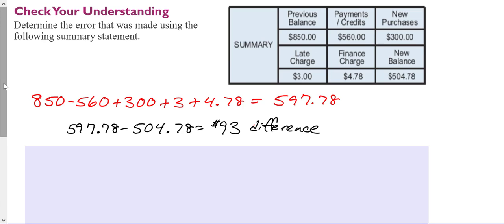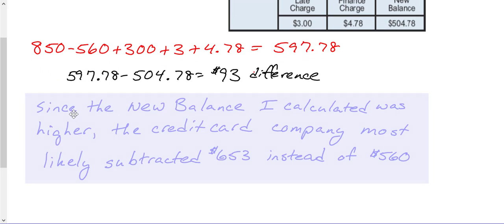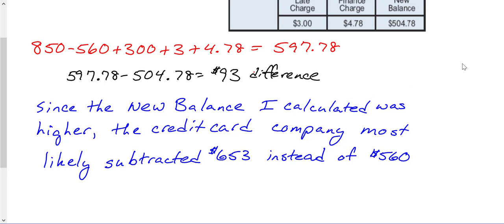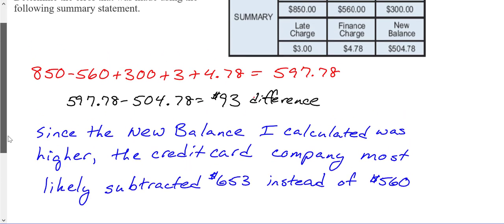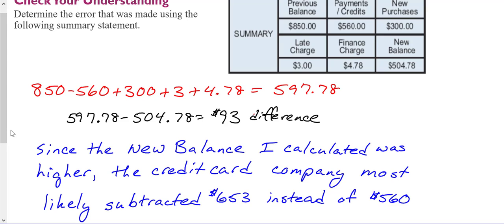So this one could be a little tricky to figure out what happened. Since the new balance was higher, the credit card company most likely subtracted $653 instead of $560. Another thing that could have happened is that there was a charge that you put on your credit card for $93 that maybe they recorded but was not used in calculating the new balance.